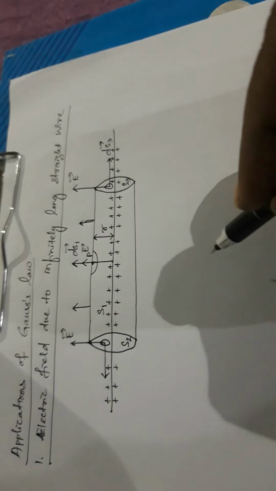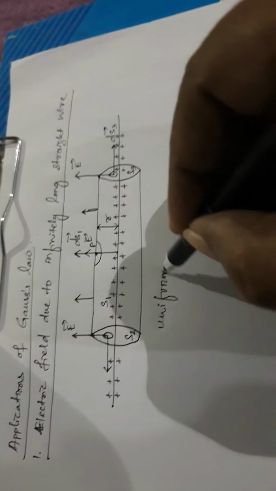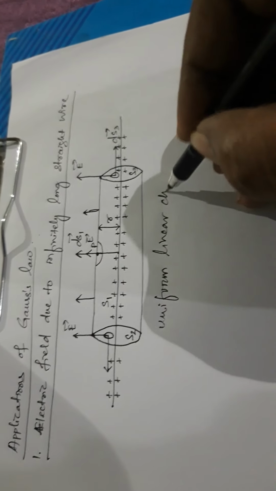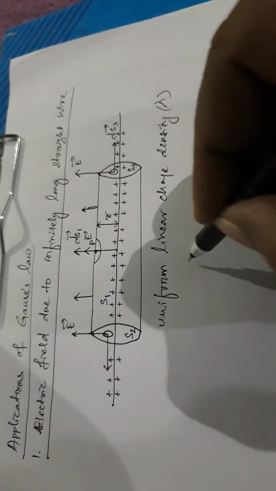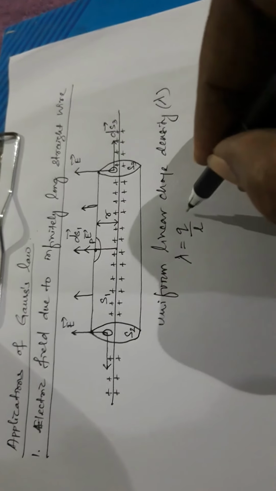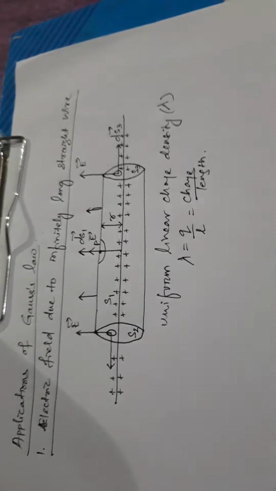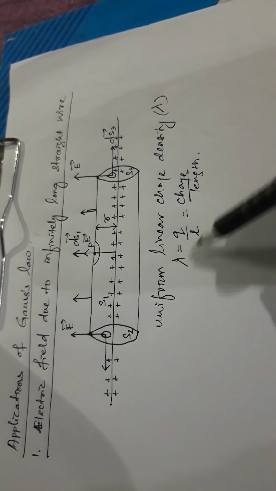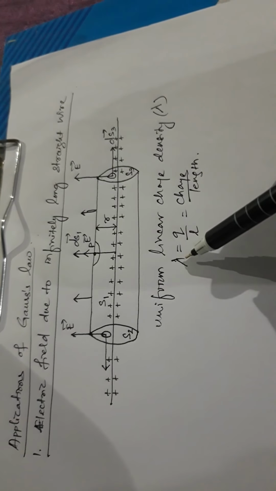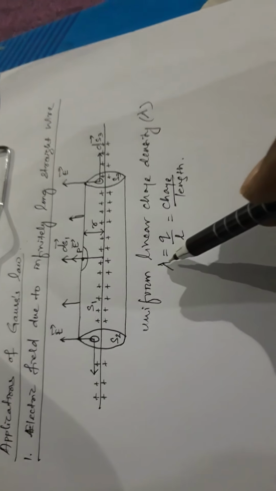Now in the linear charge distribution, we have considered this infinitely long straight wire having uniform linear charge density lambda. And what is lambda? Lambda is equal to Q by L, charge by length. Whatever may be the length, the linear charge density is always uniform. According to the length, you can calculate the charge by multiplying by this lambda, because lambda is constant.